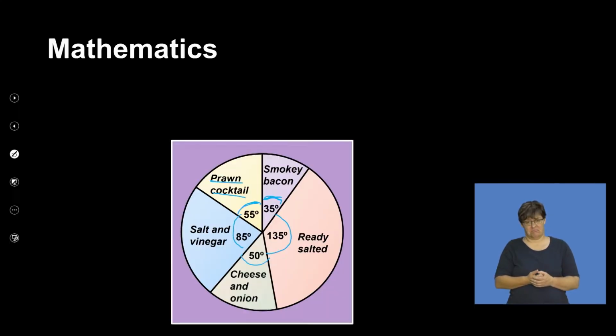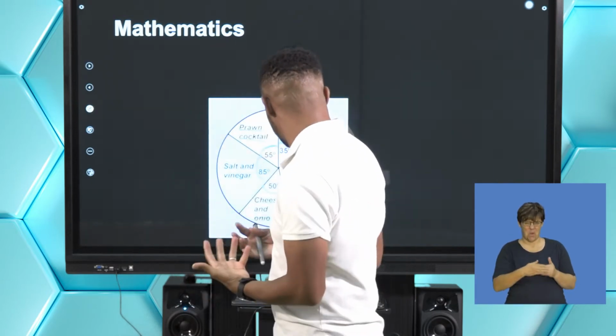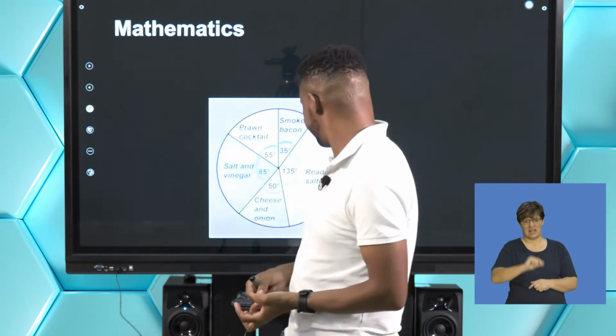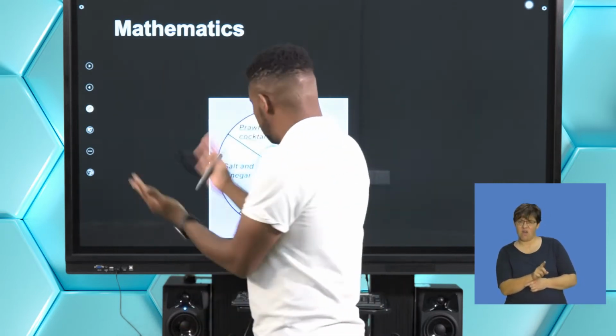If I have a business and I want to order stock, based on my sales I can see they're buying ready salted. That's what I need to order more. Does that make sense? I don't have to invest more into the bacon or the cheese and onion, which is third position. Let's assume this was a tuck shop or your spaza shop. But let's see what is required of us.